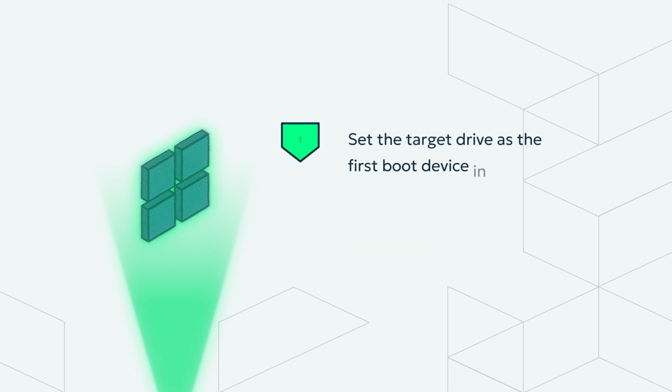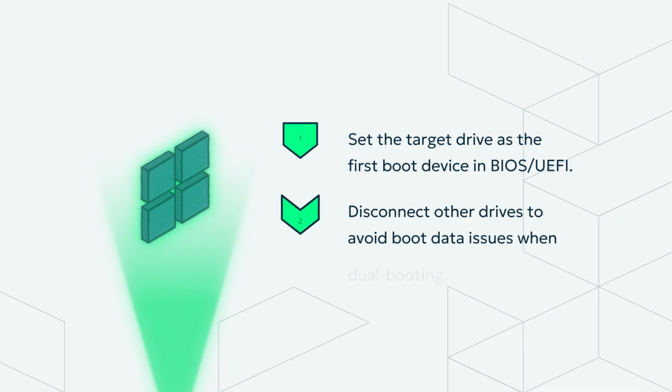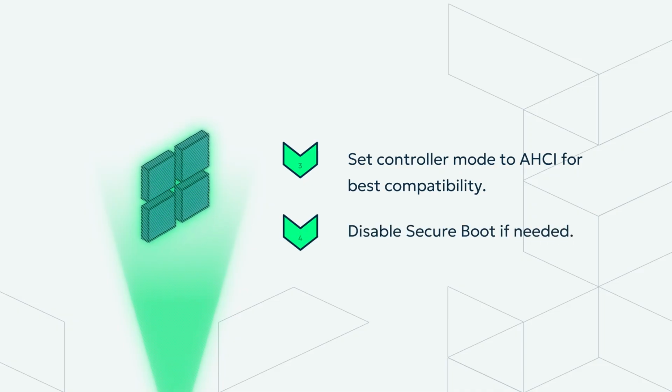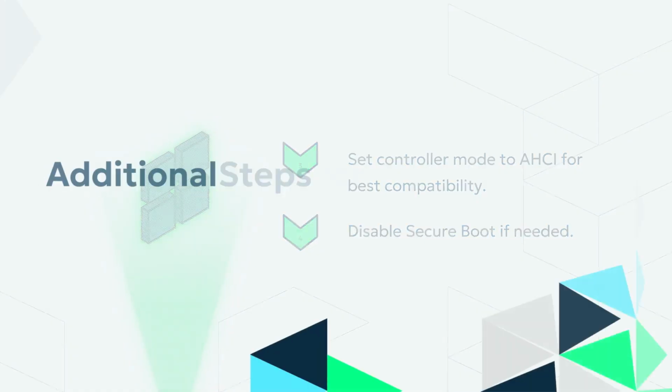After that, enter your BIOS or UEFI settings and set the target drive as the first boot device. If you're dual booting, temporarily disconnect other drives to prevent Windows from writing boot data to the wrong disk. Finally, double-check your controller mode. Set it to AHCI for best compatibility and disable Secure Boot temporarily if the installer doesn't detect the disk or blocks unsigned drivers during setup.